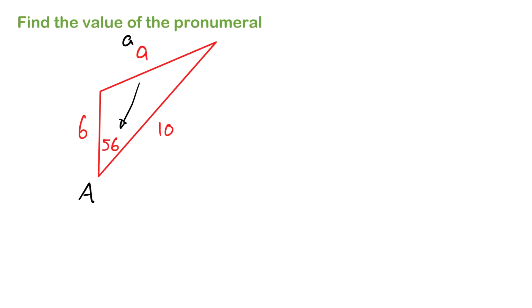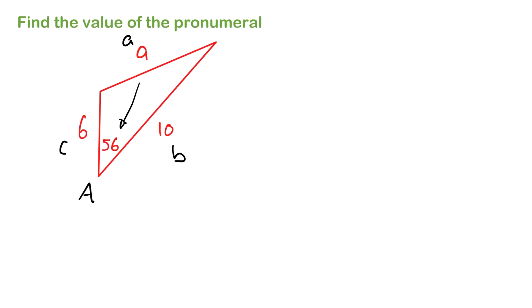Now we have 6 and 10. It doesn't matter if we label these as B or C. So this could be B and this could be C. But I can write it the other way as C and B. It doesn't matter as long as you know that there's one C and B.